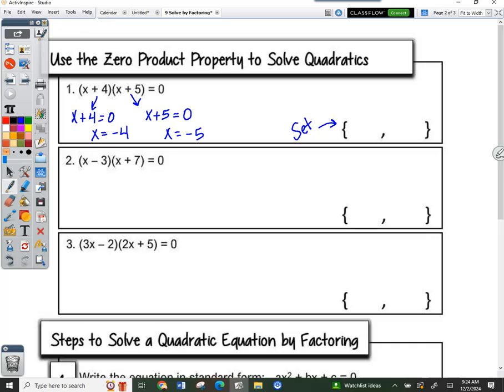This is a set, meaning the set of solutions. Or you can call it solution set. There's multiple ways to write it. But the solution set here would be -4 and -5. What would it look like as x-intercepts? It would be (-4, 0) and (-5, 0). Those would be the x-intercepts.